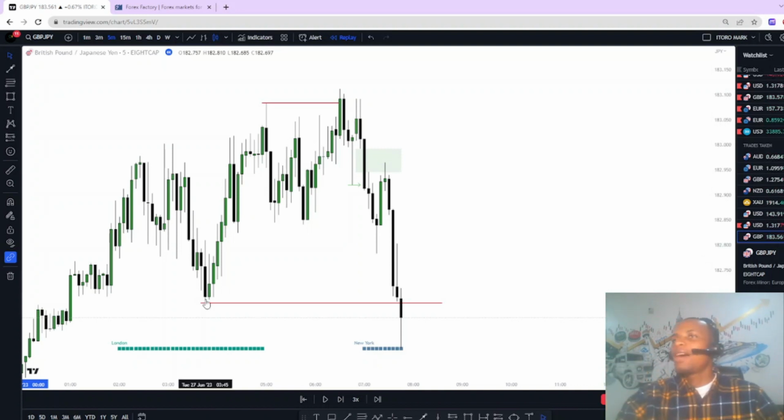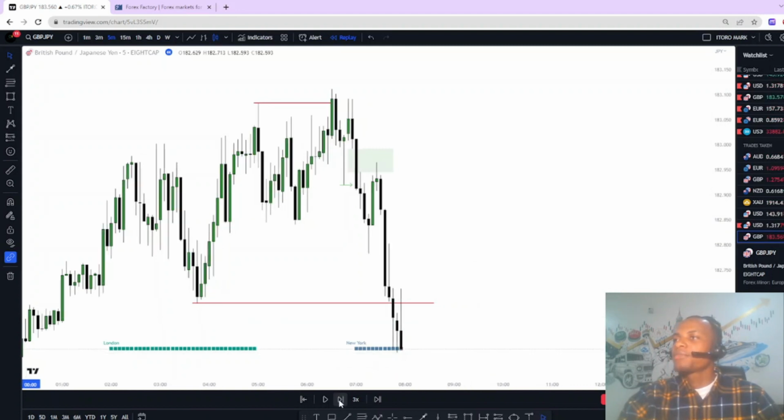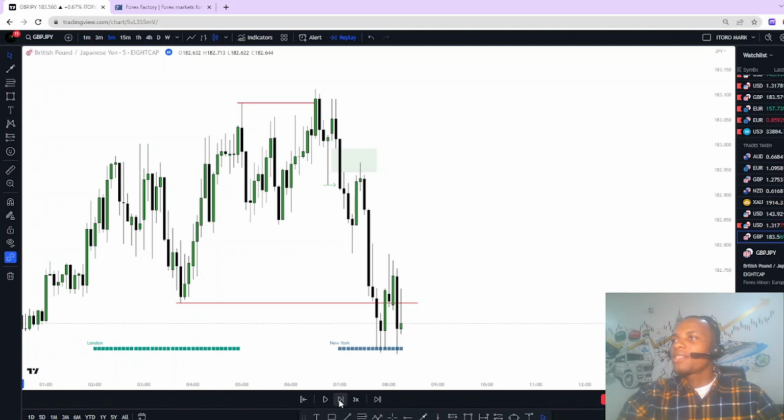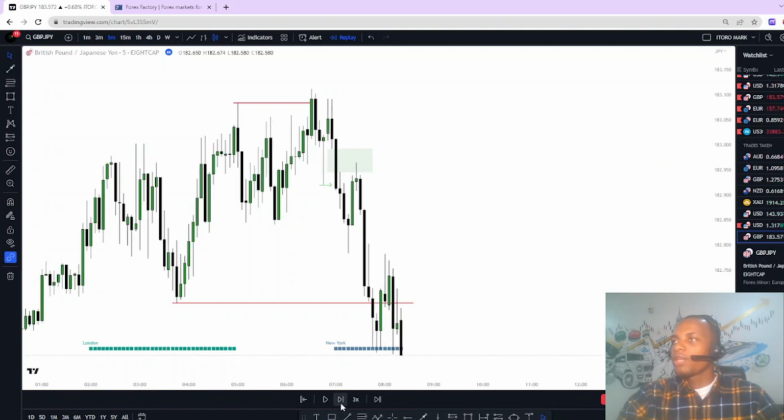So after seeing this sell side liquidity being grabbed, I anticipated exactly the same thing to happen here, but on the bullish side, right? So if you play this, I'm expecting some displacement. As you can see, there is no displacement on the chart that breaks market structure, right? So you are just going to wait for that to happen.